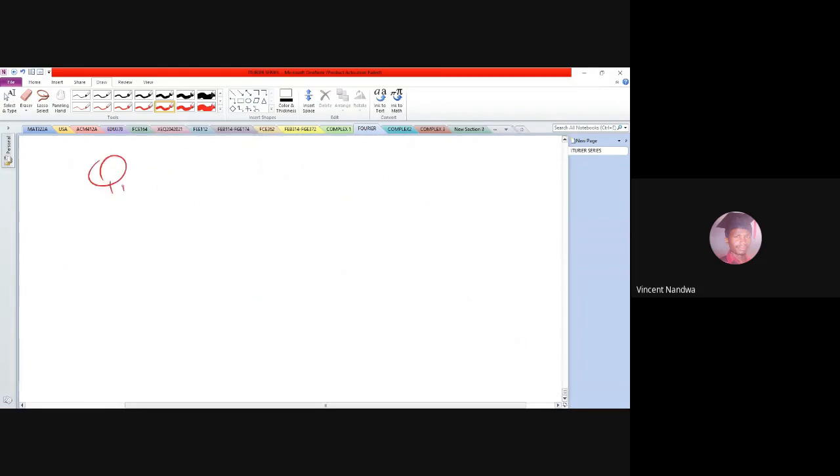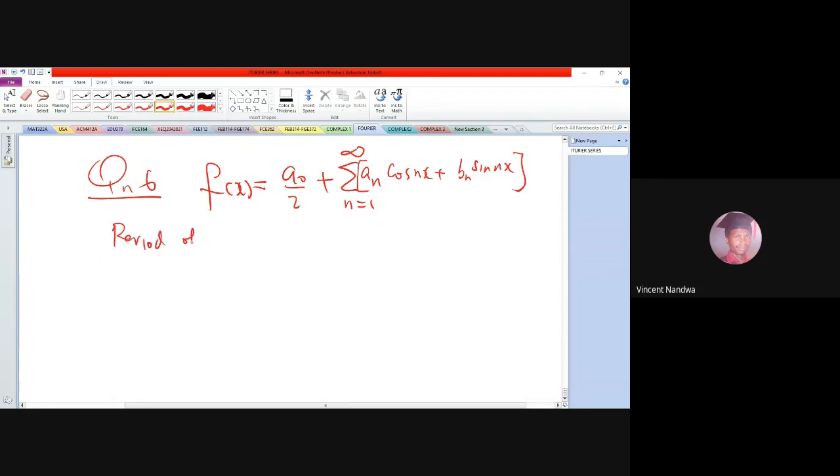So question 6, we know that f of x is given by a0 over 2 plus summation n from 1 to infinity of an cos nx plus bn sin nx. So let's find. The one thing that you need to remember is that the period of the function is pi minus minus pi, so it is 2 pi.